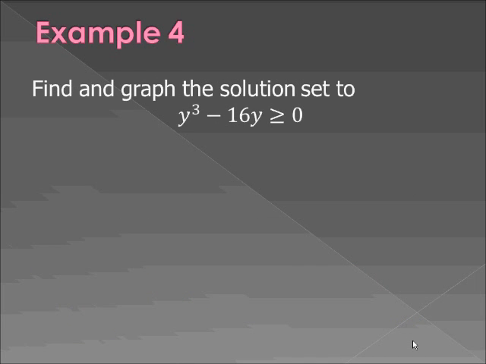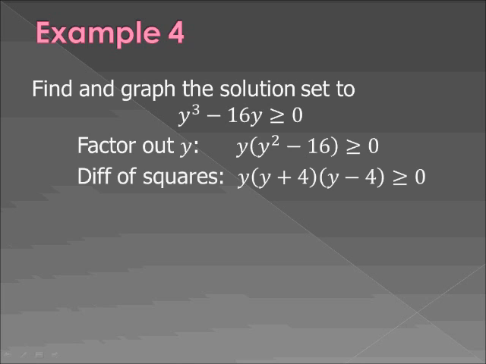Example 4. Find and graph the solution set to y cubed minus 16y is greater than or equal to 0. So the first thing you'll want to do is factor out the y. So you have y times y squared minus 16 is greater than or equal to 0. Then you're going to need to factor this as a difference of squares. So you get y times y plus 4 times y minus 4 is greater than or equal to 0.